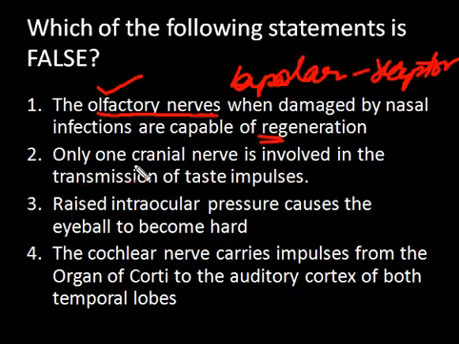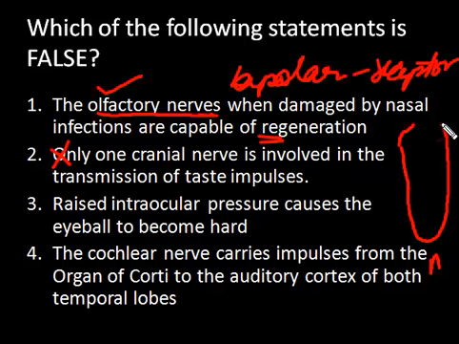It says only one cranial nerve is involved in the transmission of taste impulses. Now this is false, because if you look at the tongue, and here we are looking at the tongue, this is the anterior end of the tongue and this is the posterior part, and over here there's a sulcus which divides it into an anterior 2/3, and then we have this posterior 1/3, and this is where the circumvallate papillae are present, and then this area here is the posterior most part of the tongue.